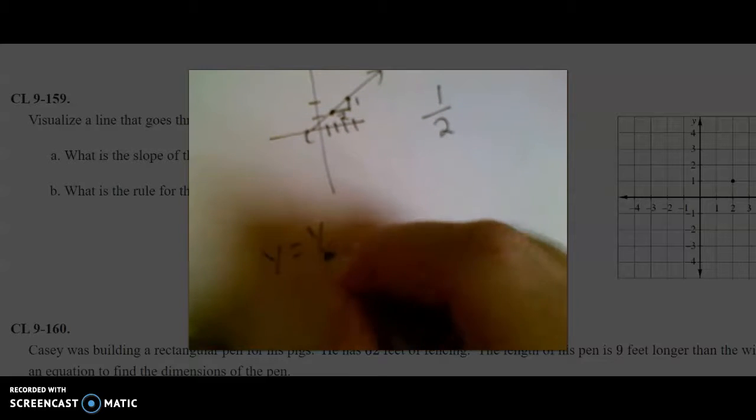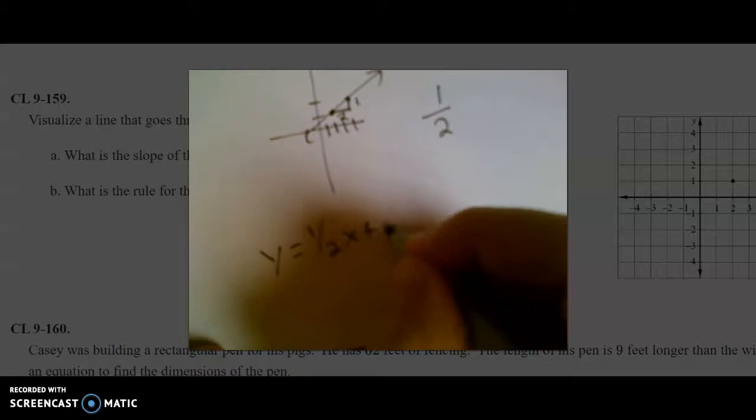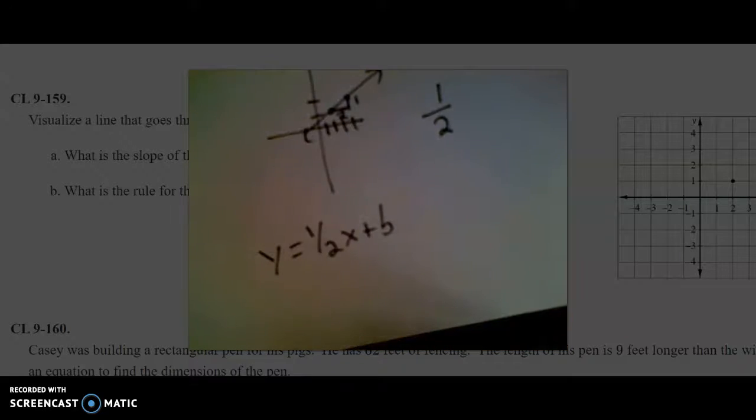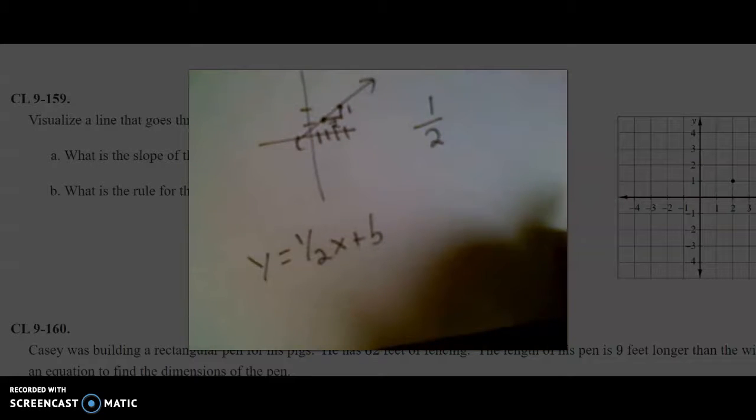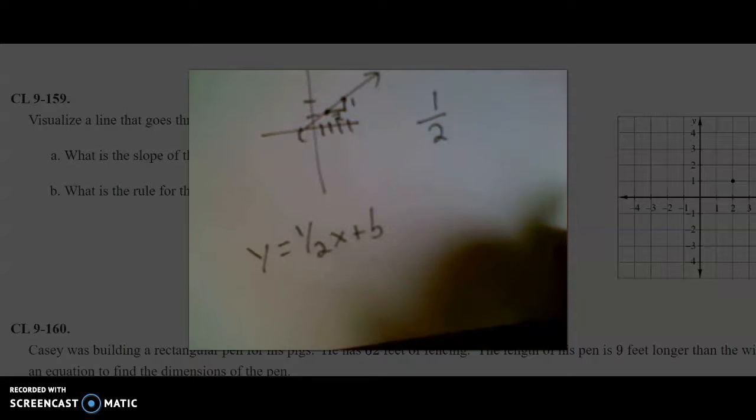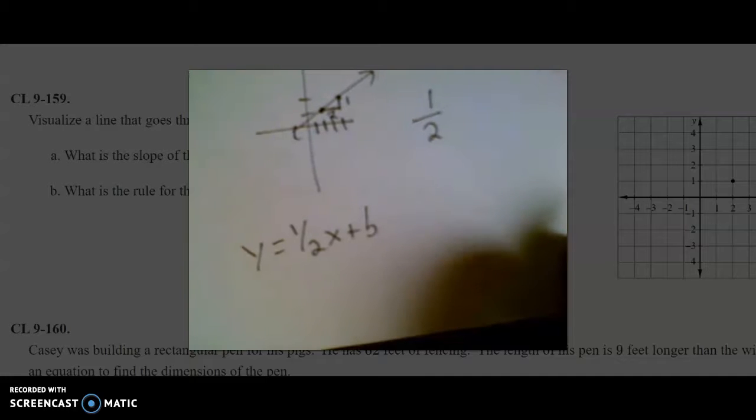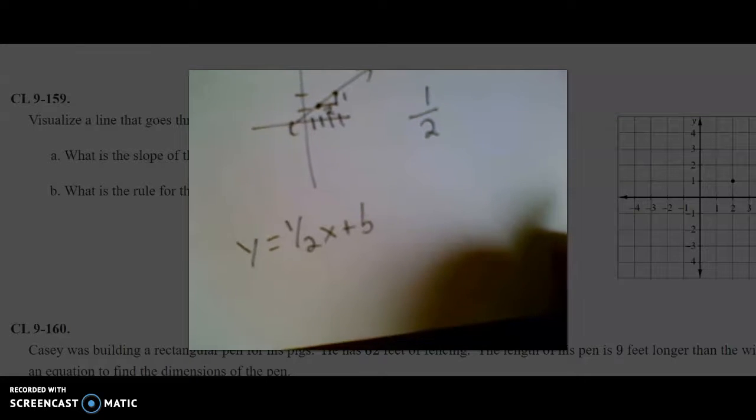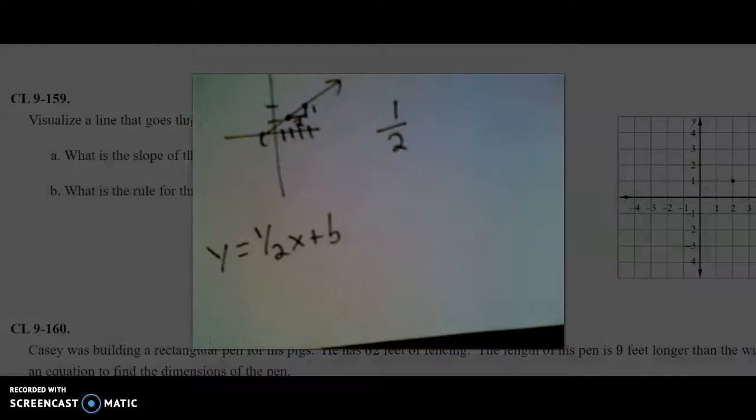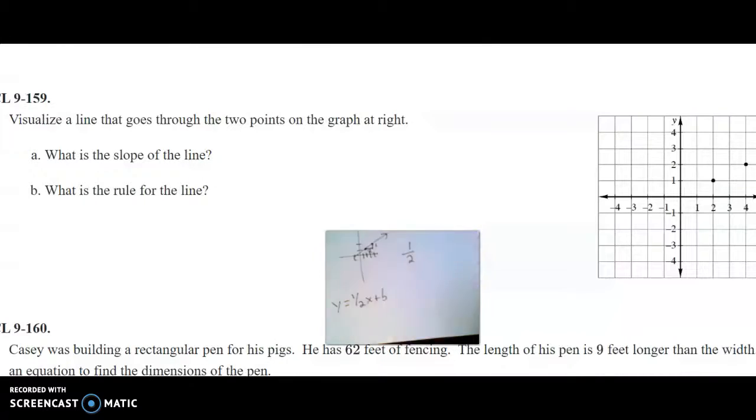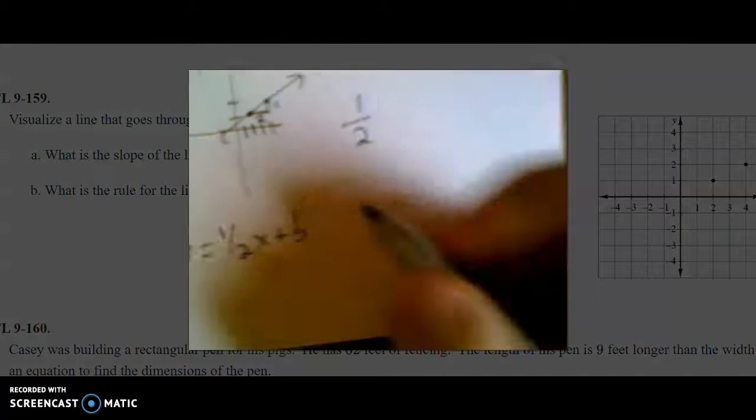So I'm going to write the equation. I know that I have y equals 1/2 times x, but I still have to find the y-intercept. Now I might have a guess of what the y-intercept is, but to get the exact value, there actually could be a little algebra involved. So I might as well show you that. We can take one of the points from our graph. Let's say this first one here, 2, 1. I'm going to write that down.